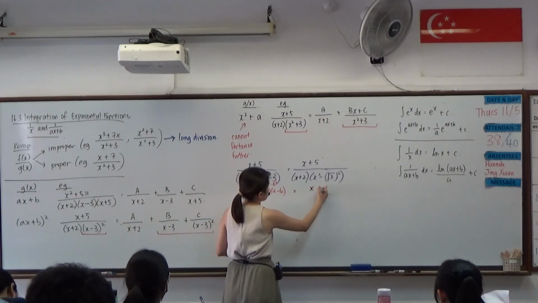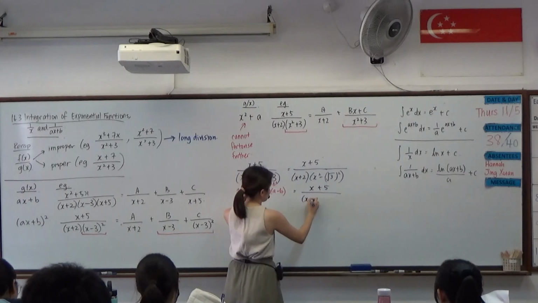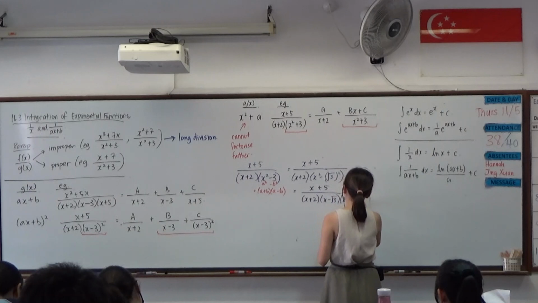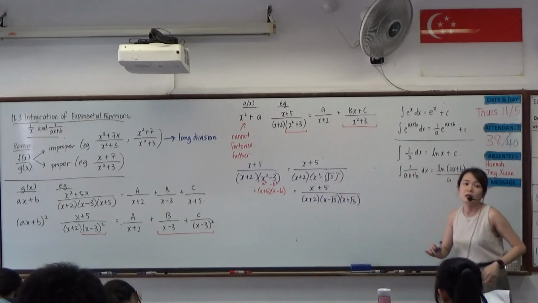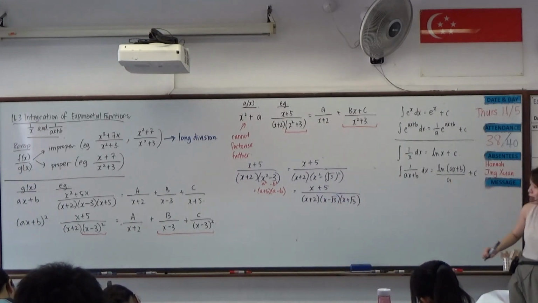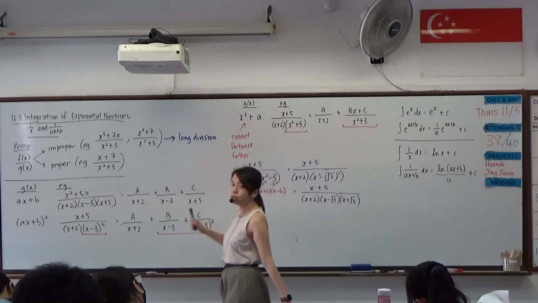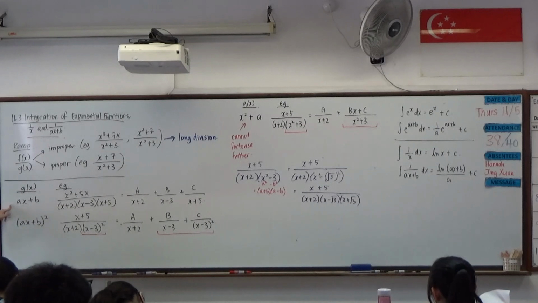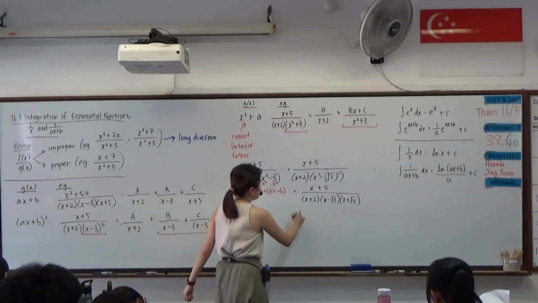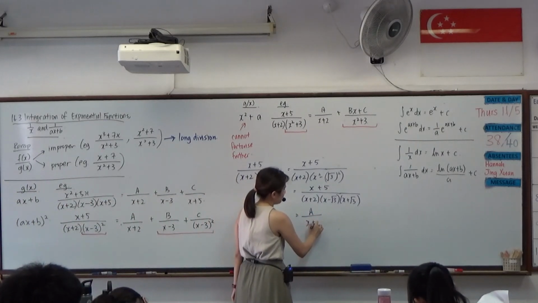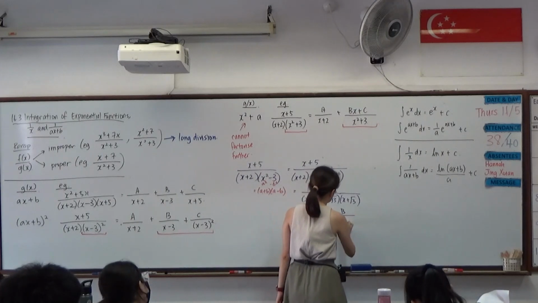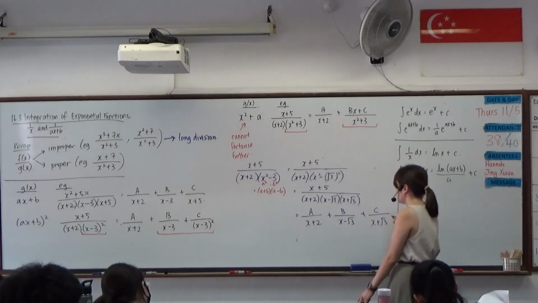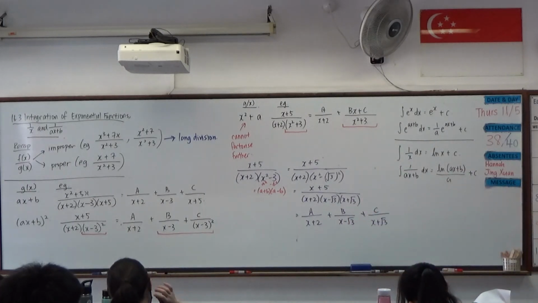Okay, so we get (x + 5) over (x + 2)(x − √3)(x + √3). Upon factorization, I get 3 linear factors of this form. So our partial fractions would be like this. There are 3.